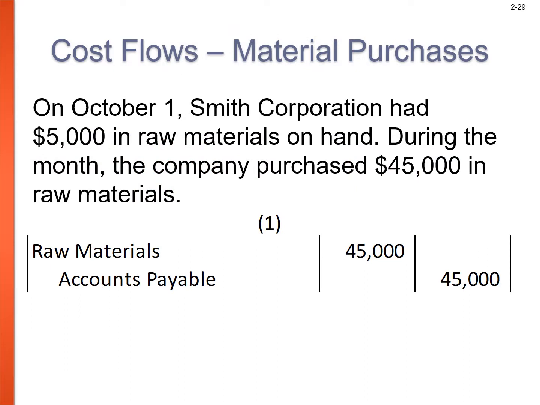On October 1st, Smith Corporation had $5,000 in raw materials on hand, so that's where they started. During the month, the company purchased $45,000 in raw materials. So you see the journal entries there. Debit raw materials inventory, credit accounts payable. The assumption is they bought them on account, since it doesn't say otherwise. So that's our first journal entry.